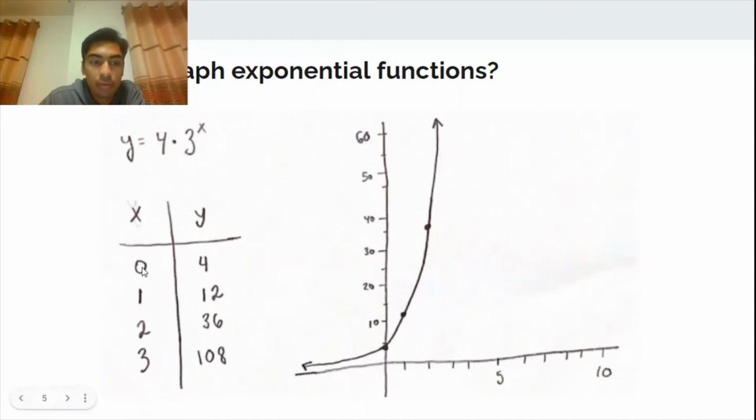So we'll just start off with x is equal to 0, and we know that's 4 from our initial value. And then instead of individually substituting in these x values and going through the individual calculations, which can take some time, we can just multiply this y value times 3 to get the next y value. We know we can do this because our base value is 3, and this base value is essentially a multiplier by which we multiply each y value to get the next y value.